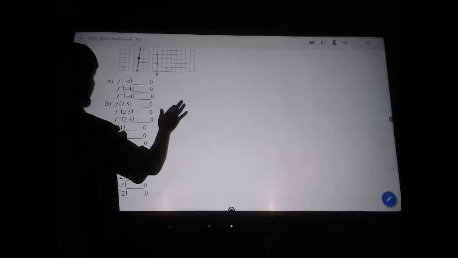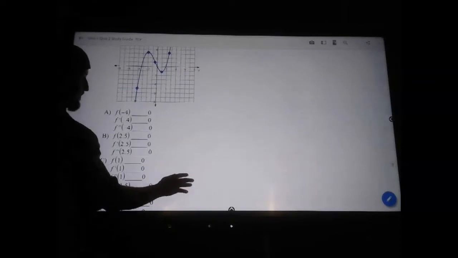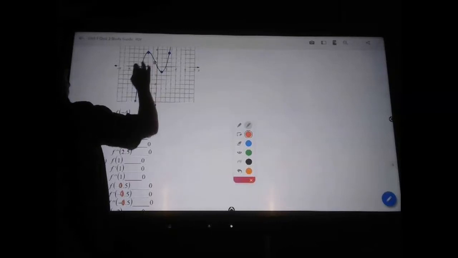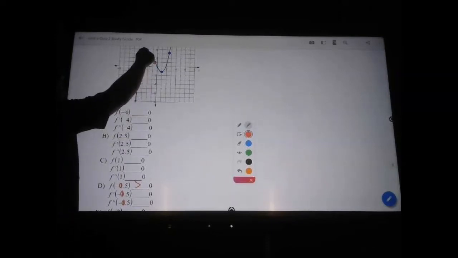Okay. Need to actually scroll down before I do that. So I'm going to say these are zeros. 0.5, 0.5, 0. And that's like right here. So at that point, the y value is positive. It's above the x-axis. The slope, the graph is going downward at that point, so that would be a negative slope, so less than 0.